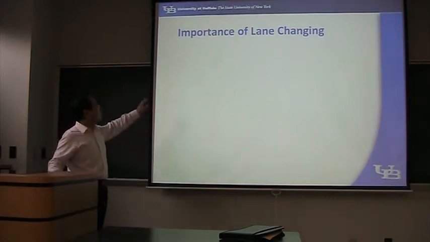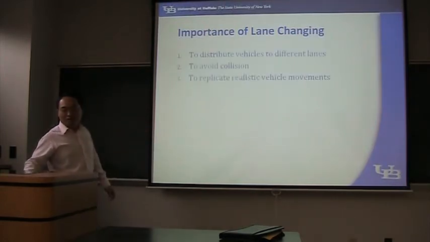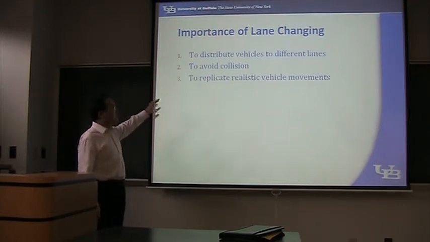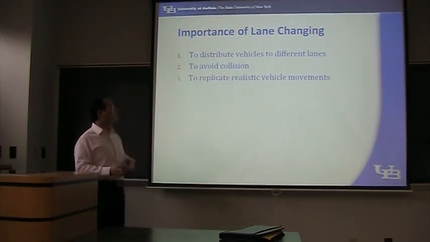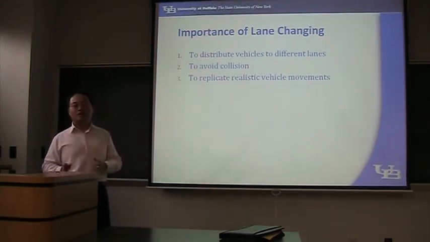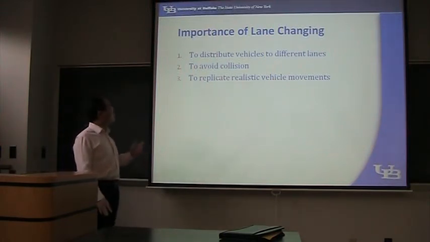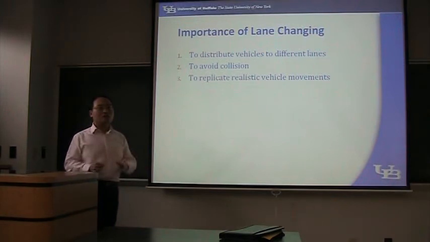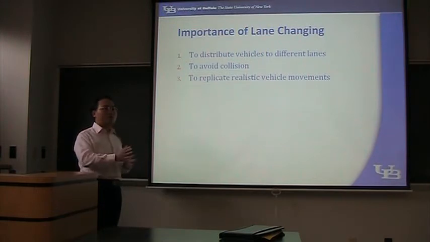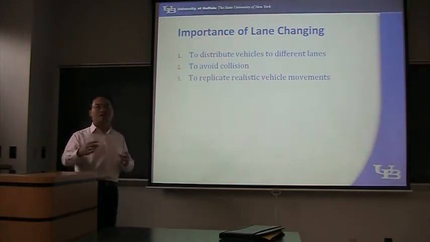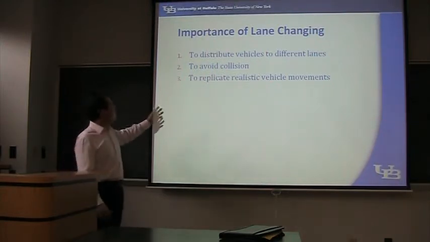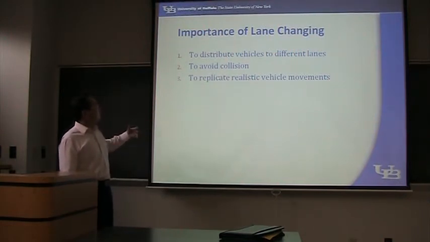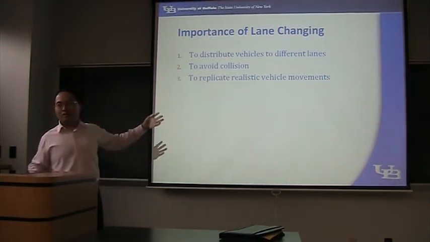Now I want to talk about the importance of lane changing. Let me just show you these 3 concepts. They are very similar to car following. The first reason we want to have lane changing is because we want to distribute vehicles to different lanes. We want to utilize all the lanes. The second reason is we want to avoid collision or dangerous traffic situations. When vehicles are changing their lanes, they will interrupt the existing car following condition, and we want it to be safe. And the third reason is we want to replicate realistic vehicle movements. That's similar to the slides in car following.